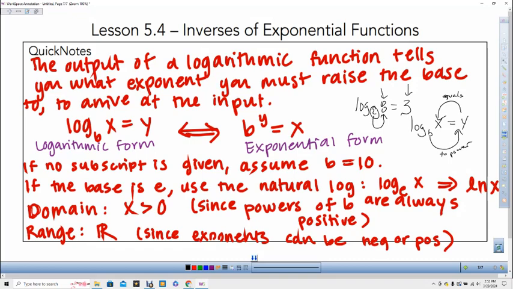Now, if there is no subscript, and by subscript we're talking about the base down here, you are to assume that b, the base, is 10. This is called a common log. And you would read that as the common log of x, or the log base 10 of x.